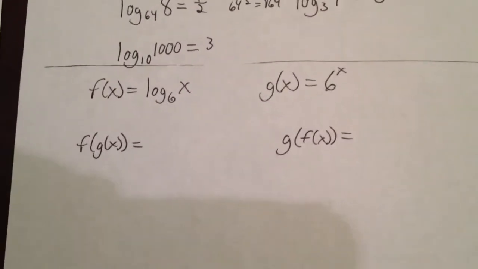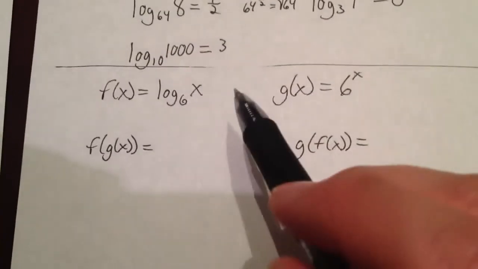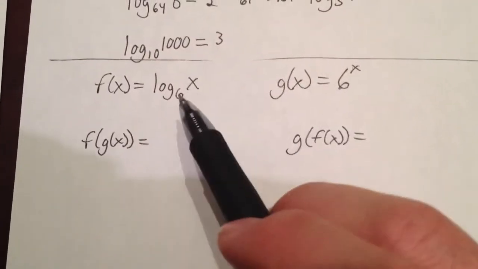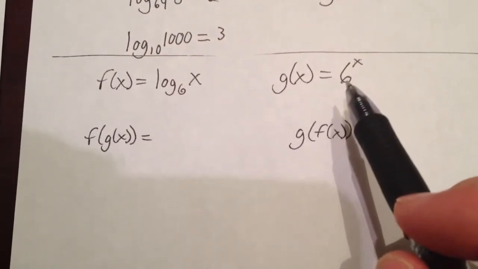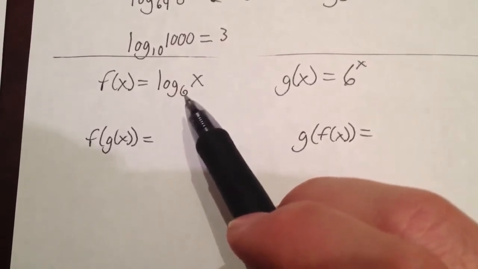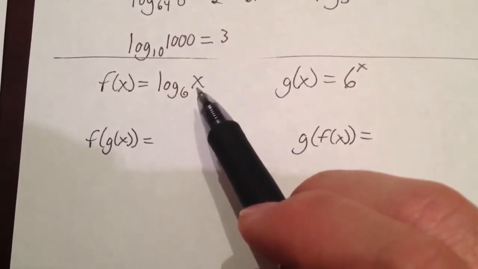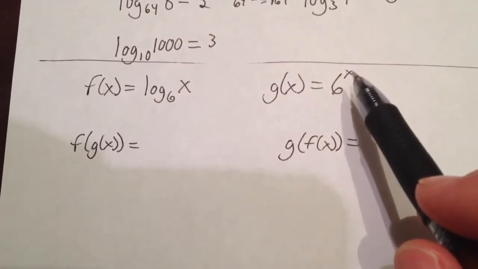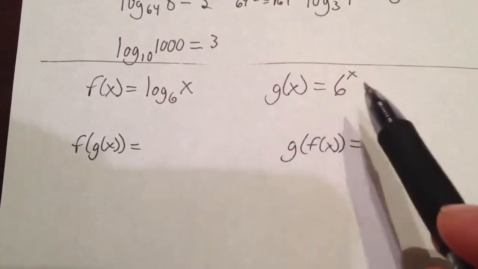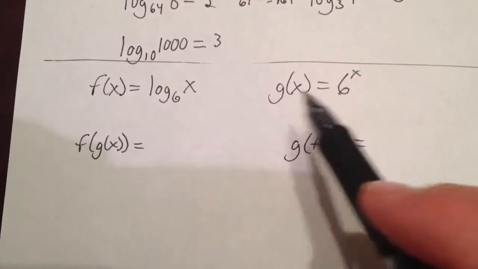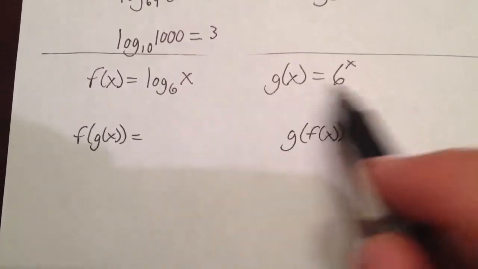Okay, so we're back with more on logarithms. Logarithmic functions and exponential functions that have the same base are inverses of each other. Notice this right here is logarithm base 6 of x. This is 6 raised to the x. This is a logarithmic function. This is an exponential function with base 6 on both of them. So that means they're inverses of each other.